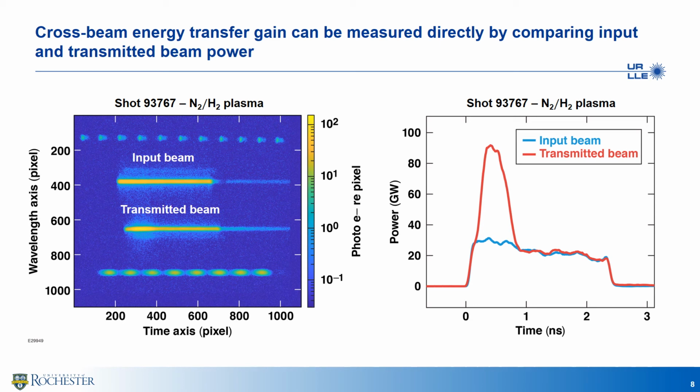For this experiment, a 500 picosecond duration Omega beam was fired into a preformed plasma at time t0. During this time, the TOP9 beam was also present in the plasma, and energy was transferred from the Omega beam to the TOP9 beam via CBET. Once the Omega beam turned off, the transmitted beam power returned to its original level. By comparing the input and transmitted beam power, CBET can be measured directly. In this case, about 30 joules of energy was transferred from the Omega beam to the TOP9 beam.